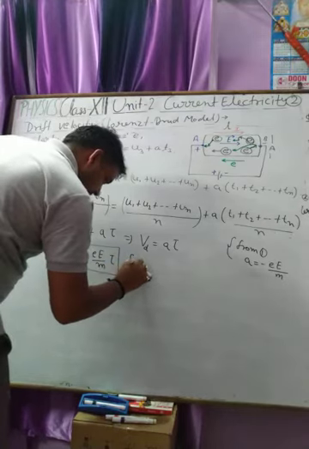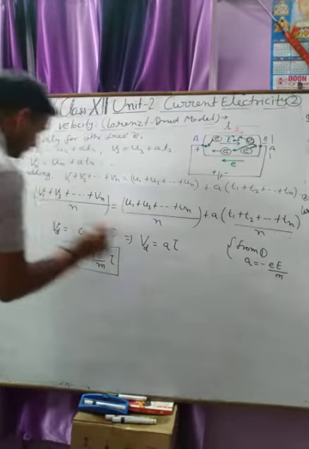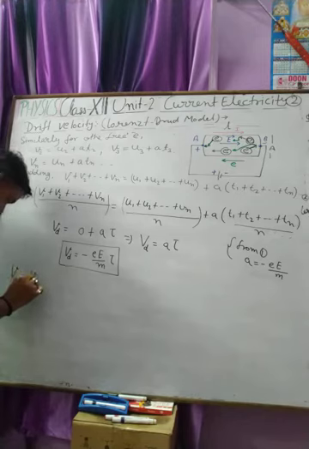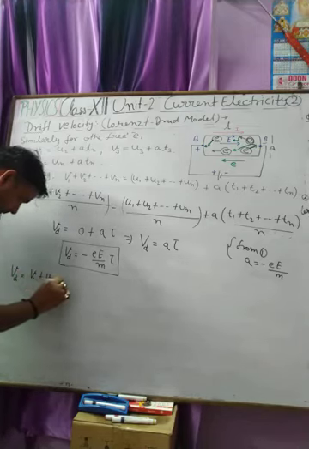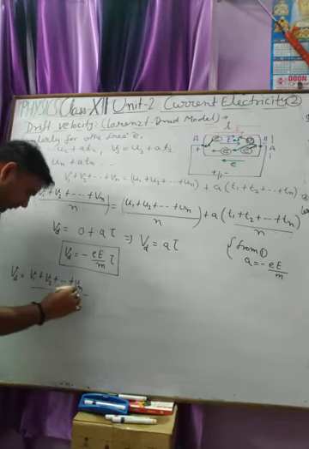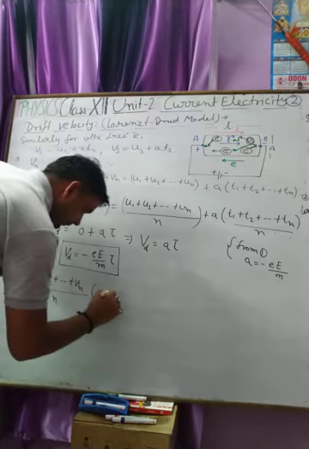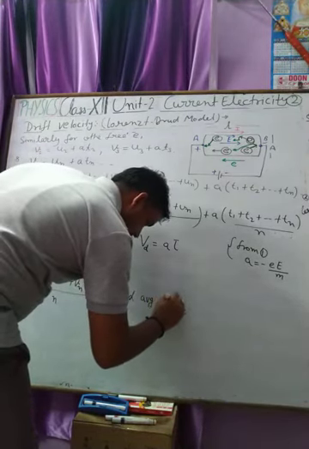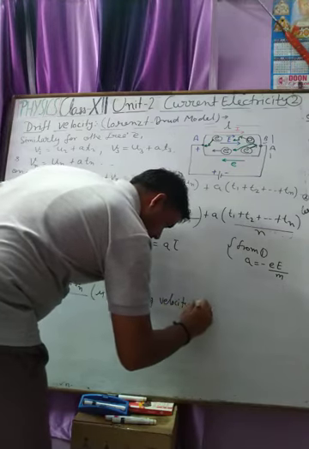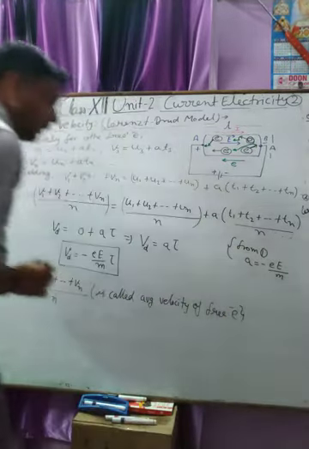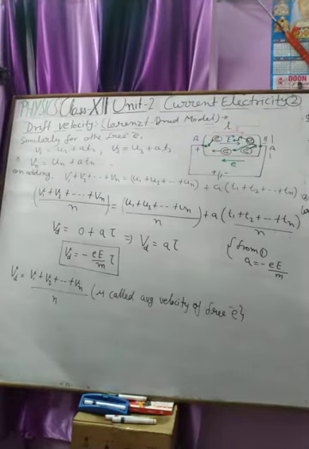Here, students, Vd is equal to V1 plus V2 up to Vn upon n, is called the average velocity of free electrons after applying potential source.